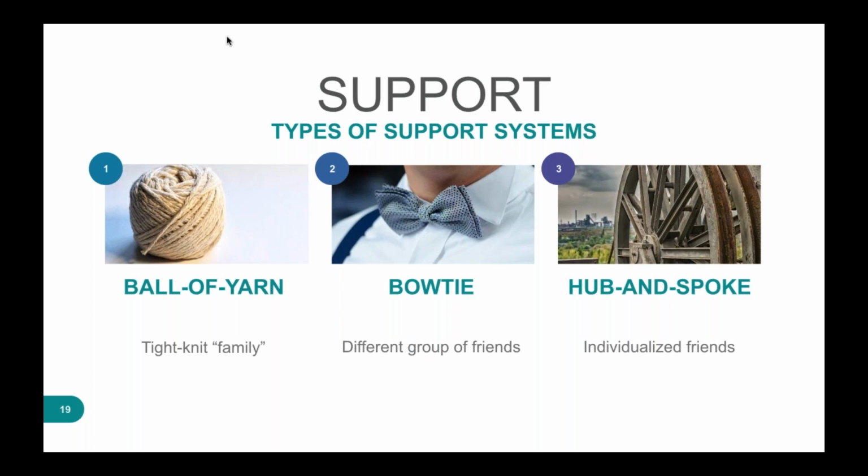And the last one is the hub and spoke. These are what I call individualized friendships. These are students who have a lot of different friends, but just one or two friends in different parts of their lives. They don't have big clumps of friends. They have one close friend here and one close friend there. And that's great, and very helpful, because it can really help the students who need a helping hand.